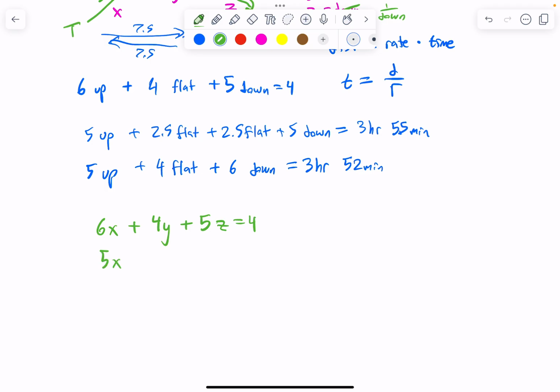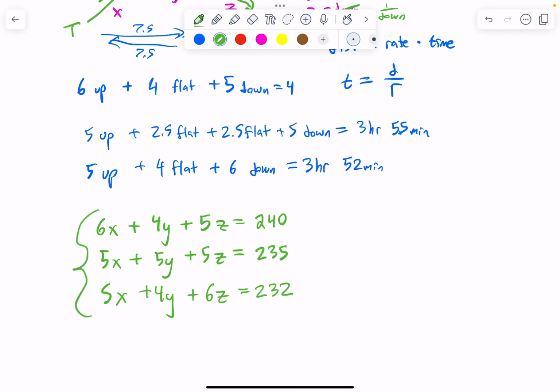We're going to say 5x plus 2.5 and 2.5 is 5y on flat ground plus 5z equals 3 hours and 55 minutes. Instead of hours, let's deal with minutes. That's going to be a lot easier. So now we're in minutes. This is 4 hours, so 240 minutes. 3:55 is 235 minutes. And lastly, we've got 5x plus 4y plus 6z equals 232. And in all of these cases, x, y, and z are equal to 1 over the uphill rate, flat rate, and downhill rate respectively. The units we are using are minutes and miles.